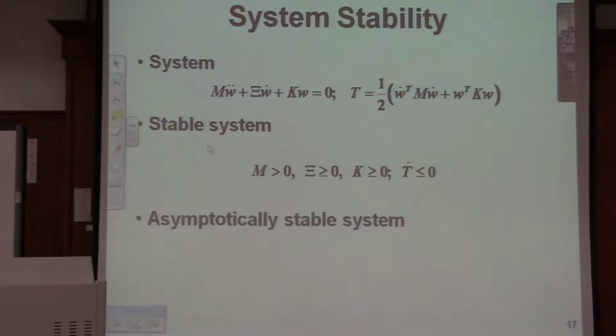I explained to you already that if W dot and WC dot move at the same speed in the same direction, then T dot will be less than 0. Now, for an asymptotically stable system, if M is larger than 0, zeta is larger than 0, and K is larger than or equal to 0, then we know T dot is always less than 0. So we call it asymptotically stable.